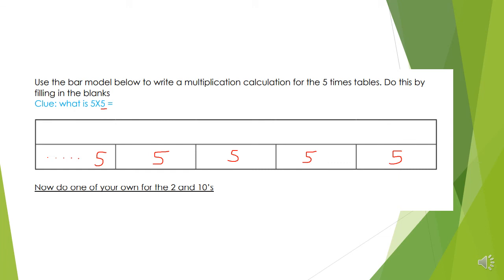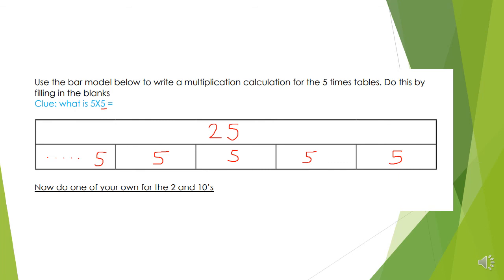What would the answer to 5 times 5 be? You can add up all of the 5s together if you want to. You can do repeated addition. Or you can use your multiplication knowledge, which would be faster. So 5, 10, 15, 20, 25. We should know the top number in our bar model would be 25.